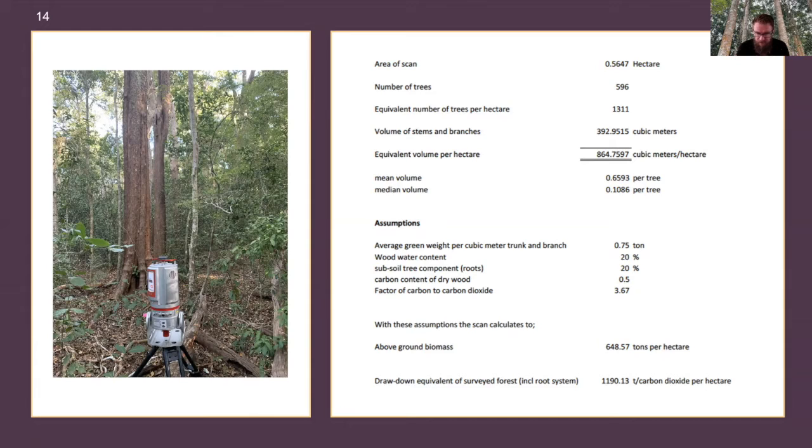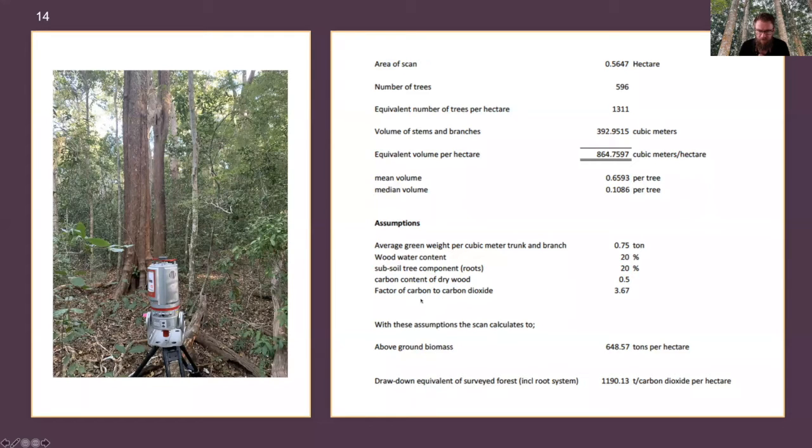Those are assumptions in FullCAM. This is a really critical one. The carbon content of dry wood is roughly 50%, so 0.5. That means that once you've removed the water from wood, if you weigh that wood and have oven dry weight, then roughly 50% of that oven dry weight is actual carbon. And that's what FullCAM is calculating, is the tons of carbon.